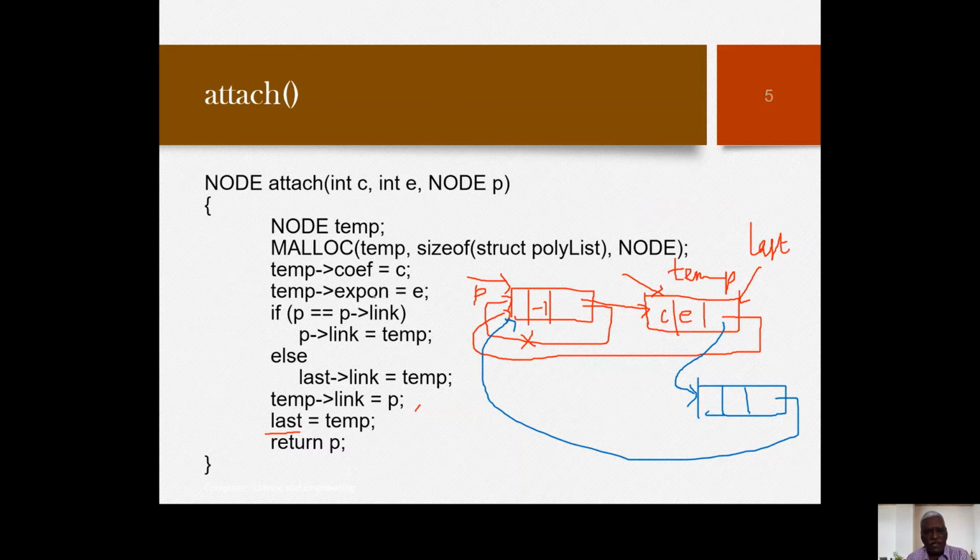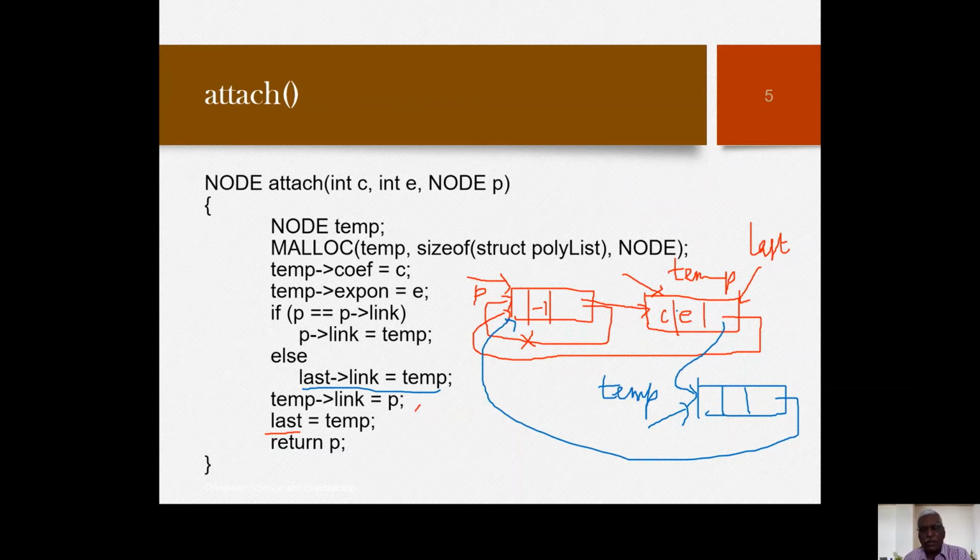So you can see here temp is created, and if p equals p of link, no, it's not. So it is false. So when you come here, last of link, you can see here, will point to temp, and temp of link will point to p. So it's done. That is last of link pointing to temp and link of temp will be pointing to p. So this is my new temp. See, don't forget that blue color indicates the next term when P is not equal to P of link.